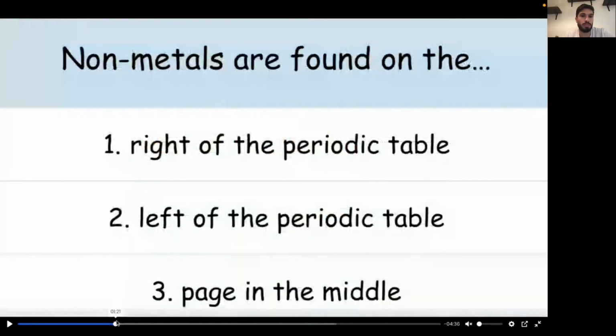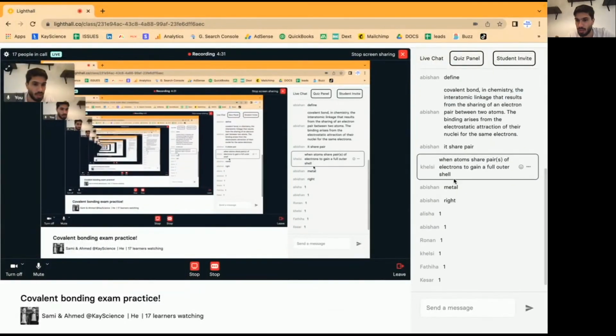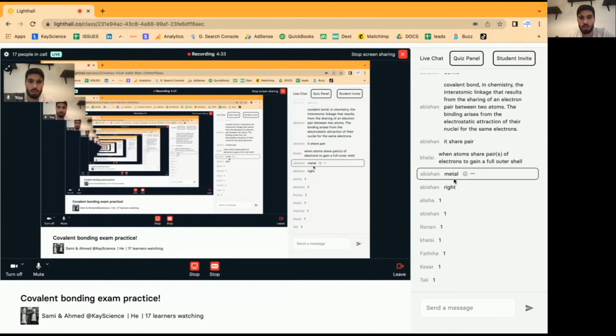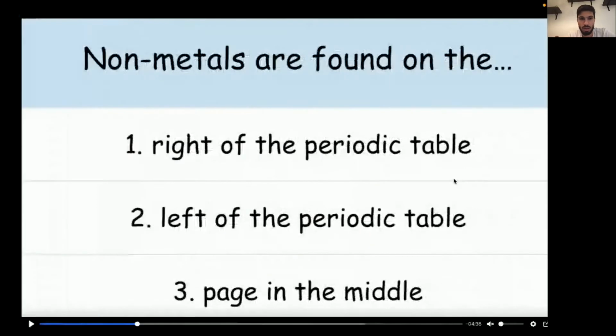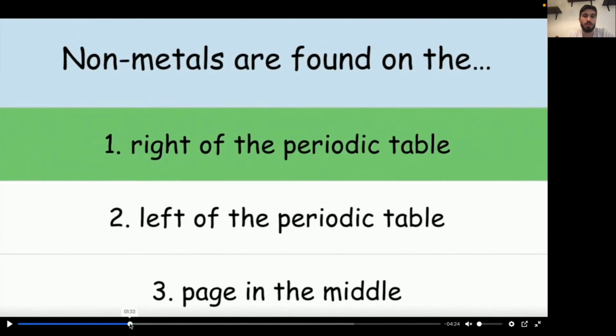Let's go into question time. Remember, I'm going to say the question, and the options 1, 2, 3. Only when I say go, you write the number. Nonmetals are found on the, is it 1, 2, or 3? And go. Well done, excellent. Number 1, perfect. Of course, the right of the periodic table. Very important to understand and remember that.